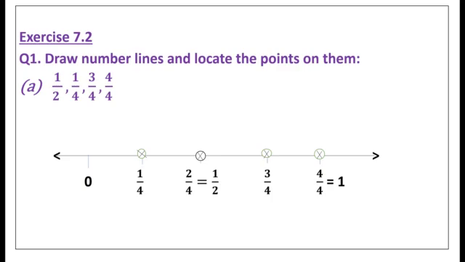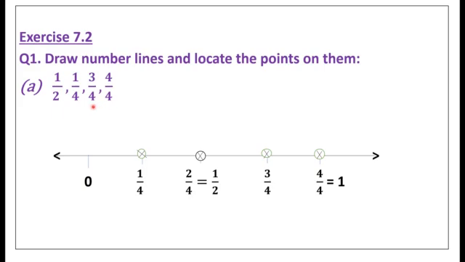The first question is taken from exercise 7.2, question number 1. Draw number lines and locate the points on them. You can see here, children, 1 by 2, 1 by 4, 3 by 4 and 4 by 4 are given. All the denominators here are the same except the first one, which is 1 by 2. So 1 by 2 can be written as 2 by 4, which is again equal to 1 by 2. So we see that 4 is the denominator.